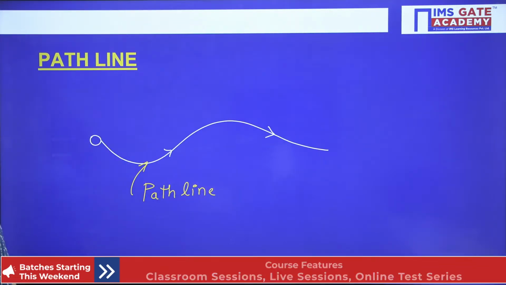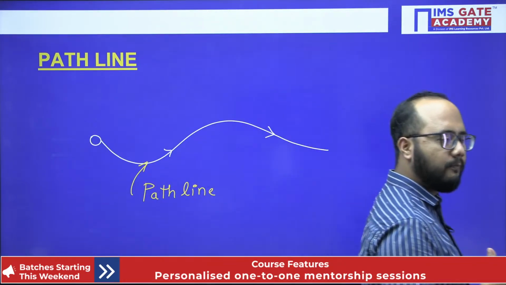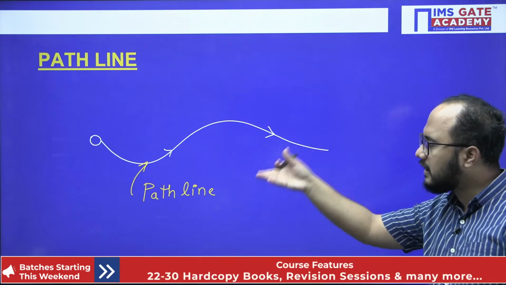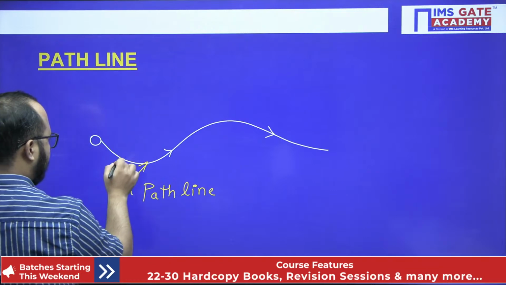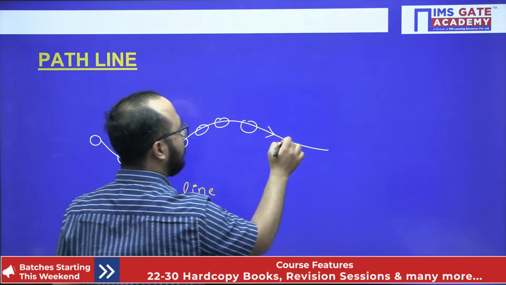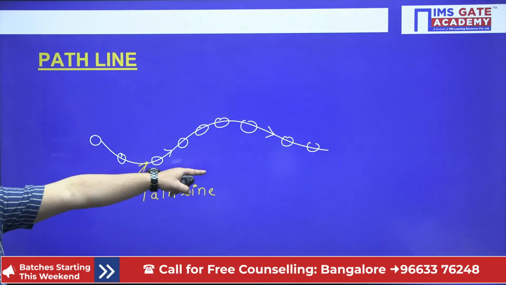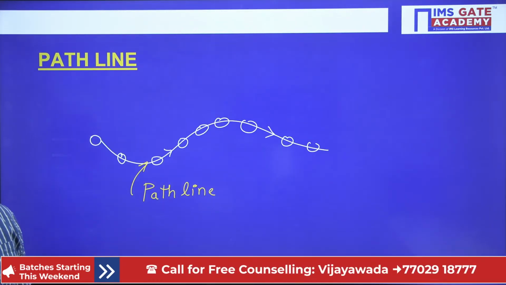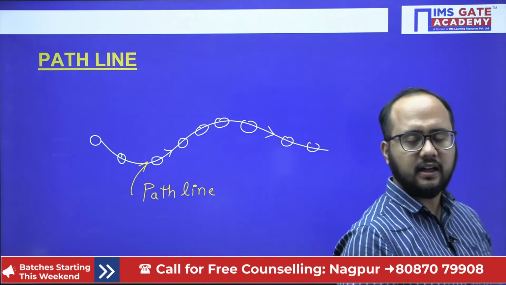You will just trace any particular fluid particle in a fluid flow. You will observe its journey. You will draw the path wherever it goes. Like this it is moving. You are just observing the fluid particle throughout its journey, and whatever path you get, that is the path line. Very simple. And it is the actual path.